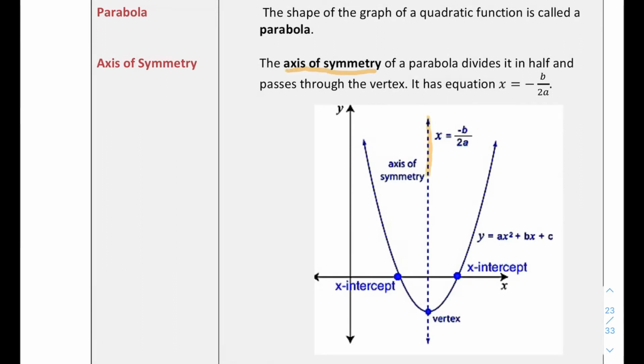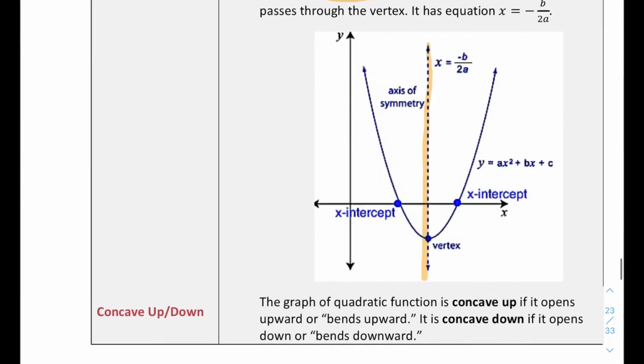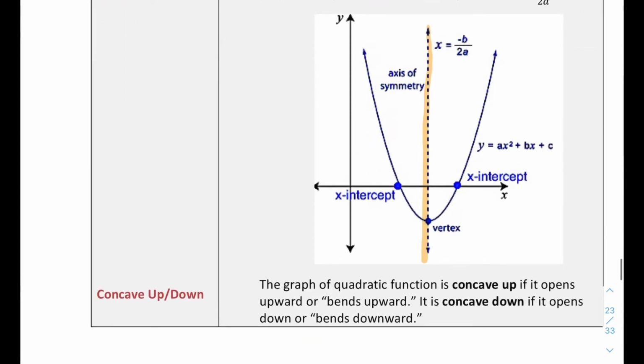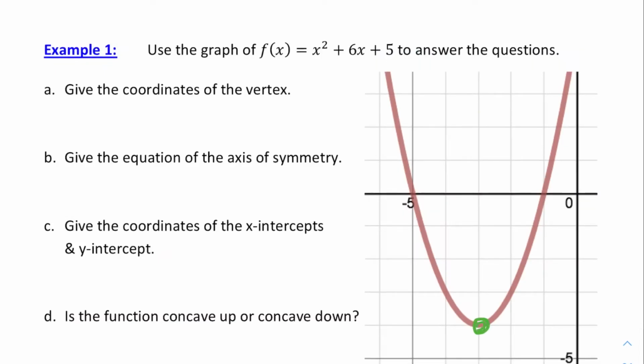Every parabola has an axis of symmetry, which is a vertical line that divides it equally into halves, and it passes through the vertex. The equation of the axis of symmetry is x equals negative b over 2a. Your parabola is concave up if it opens upward, like this one that we have here. It's concave down if it opens downward or bends downward, like one that's reflected over the x-axis would be. Those vocabulary words apply to different kinds of graphs as well, not just parabolas. So let's look at this graph.